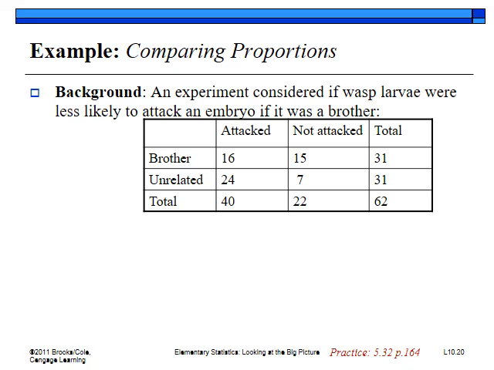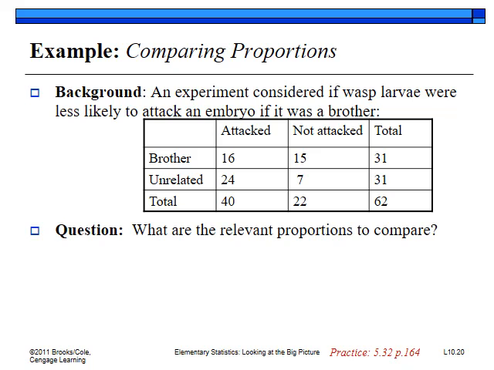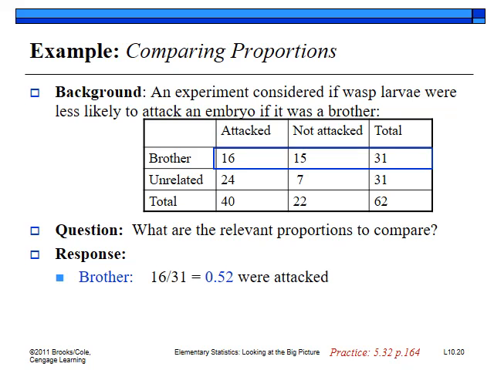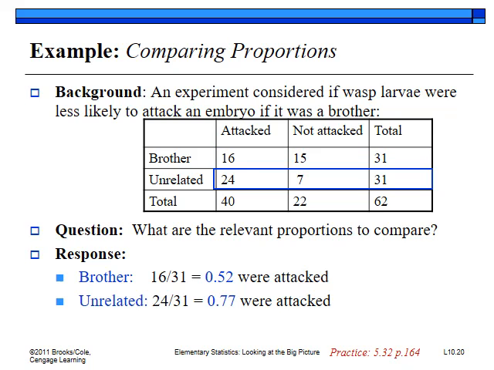Let's take a look at a different example. An experiment considered if wasp larvae were less likely to attack an embryo if it was a brother. What should we be looking at in this table? Here the explanatory variable is brother or unrelated, and the response variable is attacked or not attacked. So we're interested in looking at the proportions. For brother, 52% were attacked, and for unrelated, 77% were attacked. We see that unrelated embryos were more likely to be attacked.